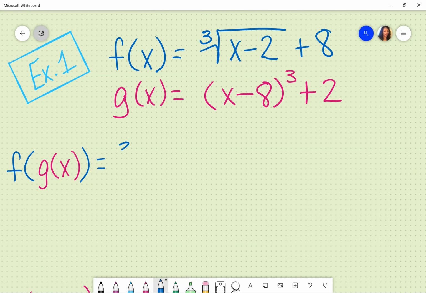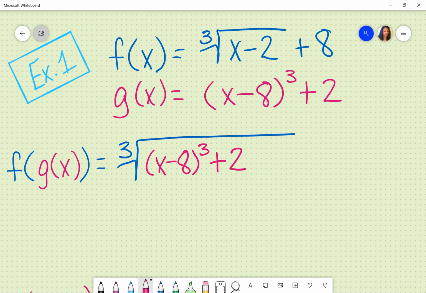My f of x is the cube root of. Now again, instead of using x there, I'm going to replace it with g of x, which is x minus 8 raised to the third power plus 2. And then I go back to my f of x and I see that I also have a minus 2. So I'm going to put that minus 2 there. And I also have a plus 8. So I'm going to also include that.